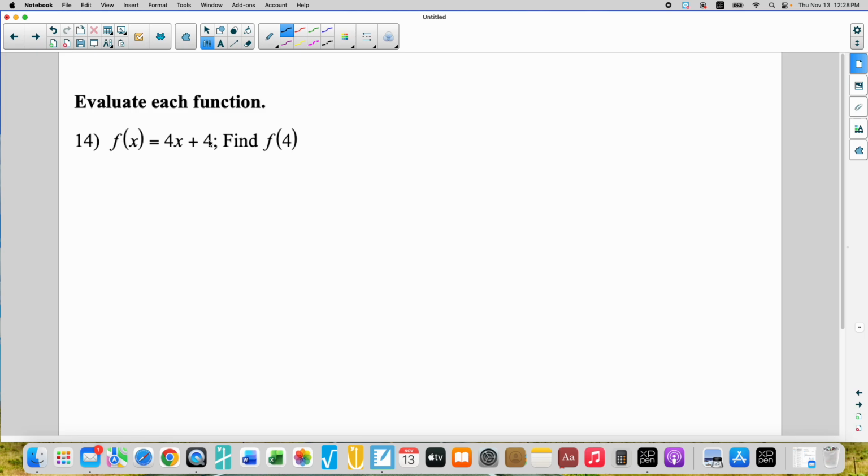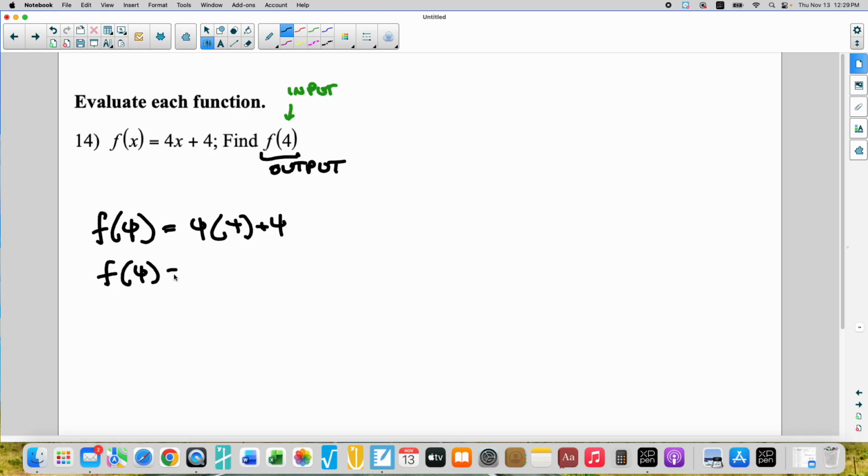Evaluate each function. So here's the function. We want to find f of 4. F of 4 is asking for an output. And amongst the output, you can see what your input is. So I'm going to input 4. So f of 4, wherever I see x, equals 4 times, what's my x value? My x value is 4, plus 4. A lot of 4s there. And now we simplify. 4 times 4 is 16 plus 4. So f of 4 equals 20. F of 4, that's my output. This is an output.